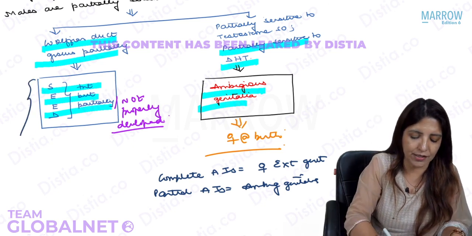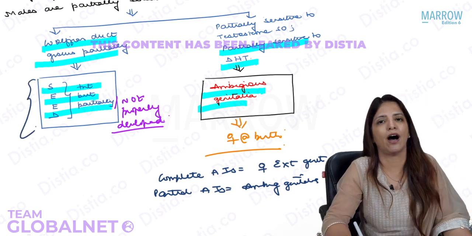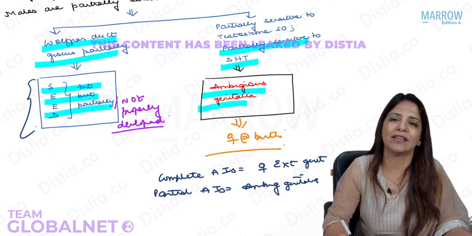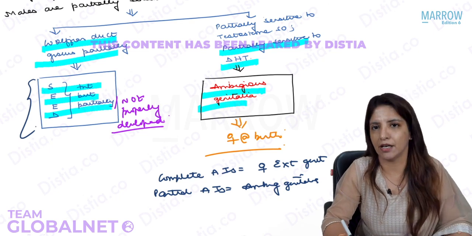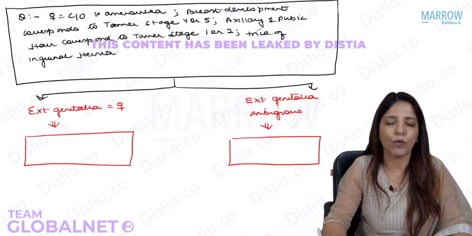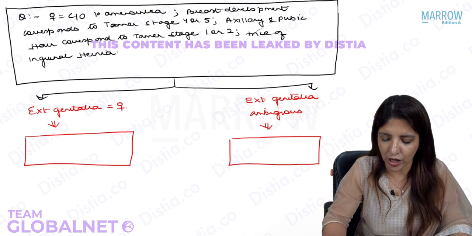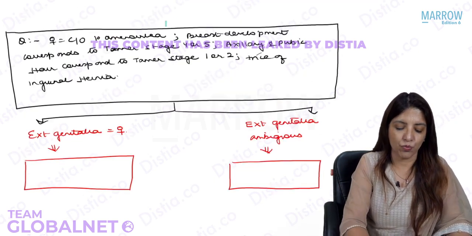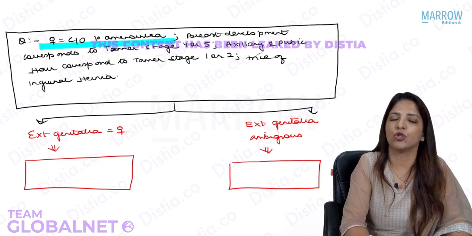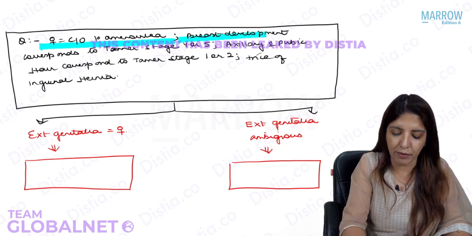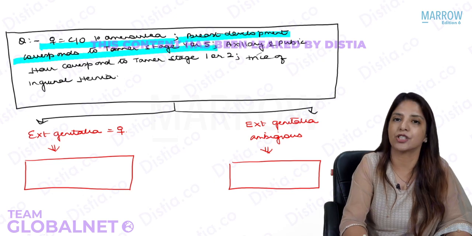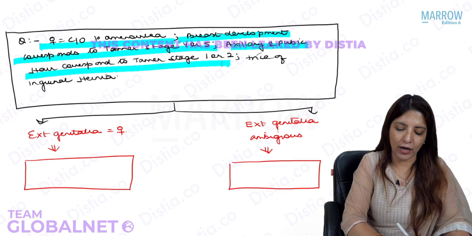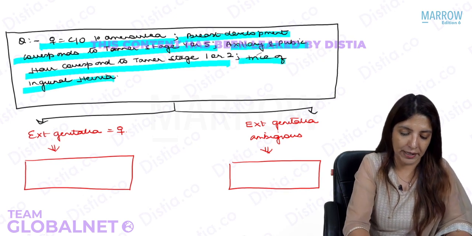And other than this, the internal genitalia are seen in partial androgen insensitivity syndrome, and the internal genitalia are male internal genitalia. But generally in questions, they are not going to ask you this. Generally, they are going to ask you a question like this. The framing of the question will be that there is a female who's come to you with complaint of primary amenorrhea. Her breast development corresponds to Tanner stage 4 or 5. Axillary and pubic hair corresponds to Tanner stage 1 or 2. And there is presence of inguinal hernia.